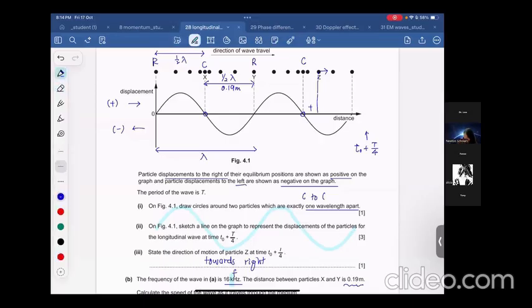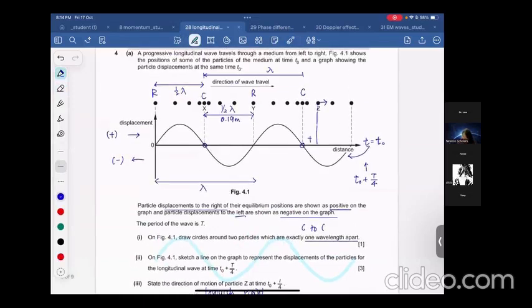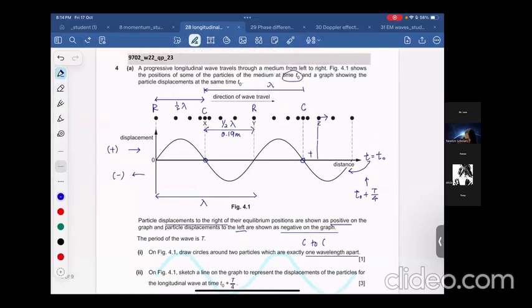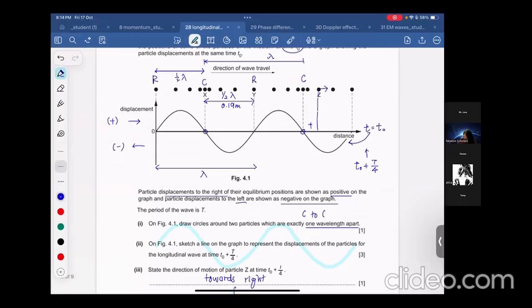T equals T0. This graph is actually T equals T0. It captures a certain moment here. T equals T0. Then after a moment, sometime after T0, what is that sometime? One complete wave is T. One complete wave is T.